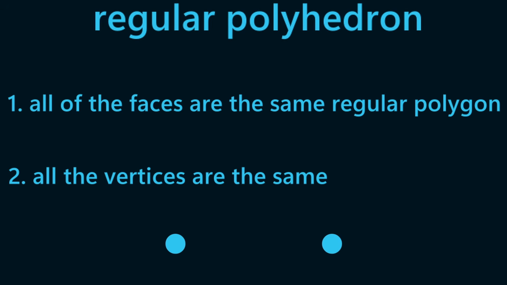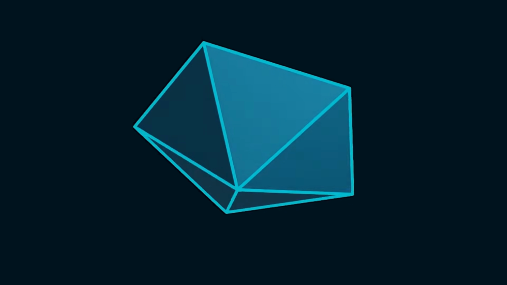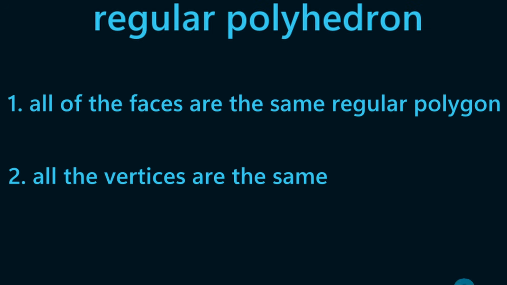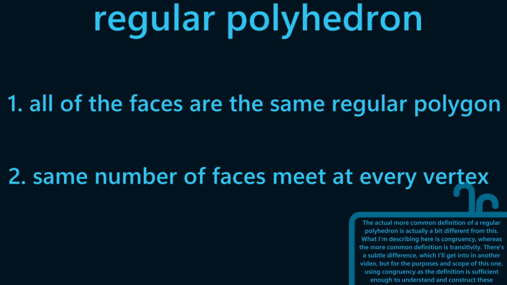Is it even possible for two vertices to be different? Yes, actually. On this shape, for example, you can clearly see that these two vertices are different, and that's because a different number of faces meet at them. 5 triangles meet at this vertex, and 4 triangles meet at that vertex. So, yeah, we don't want that. The same number of faces must meet at each vertex.